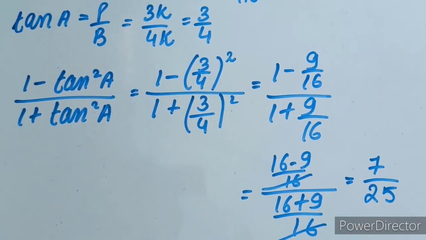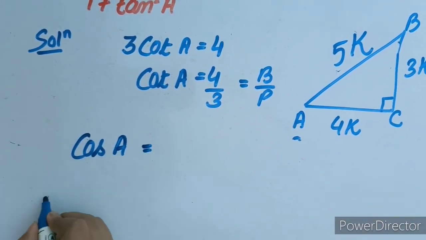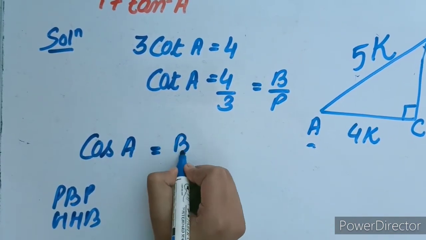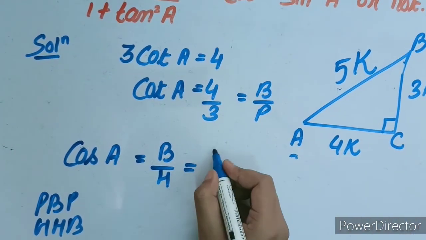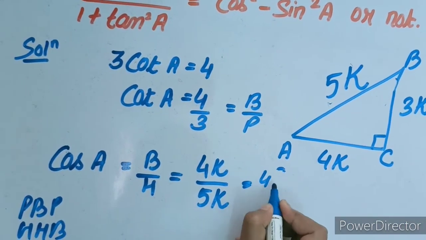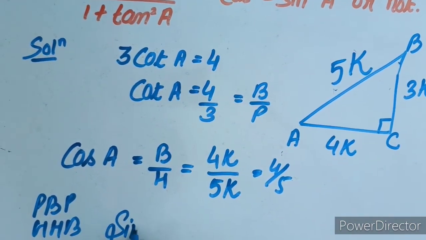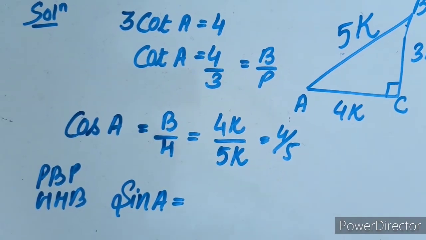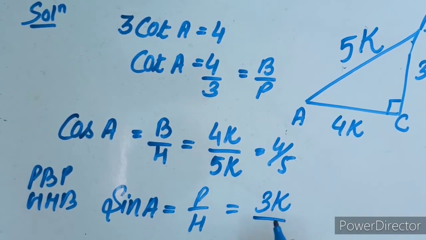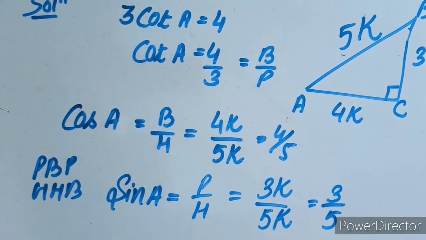Now we are moving towards the RHS. For RHS, firstly we should know the value of cos A. So again I'm just writing PBB HHB. So cos is B upon H. So the value of B is 4k and the value of H is 5k. From here we get 4 by 5 as the value of cos A. Similarly, we have to calculate the value of sin A. Sin A is equal to P upon H. The value of P is 3k and the value of H is 5k. From here we can say that 3 by 5 is the value of sin A.